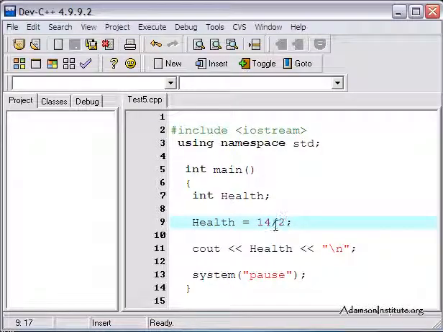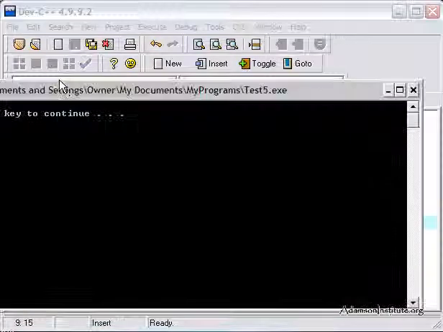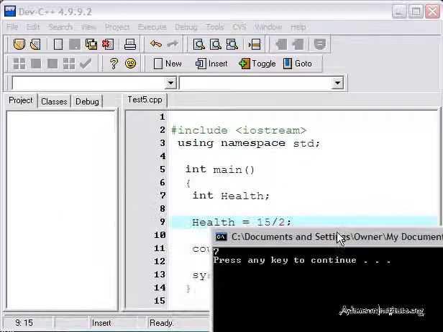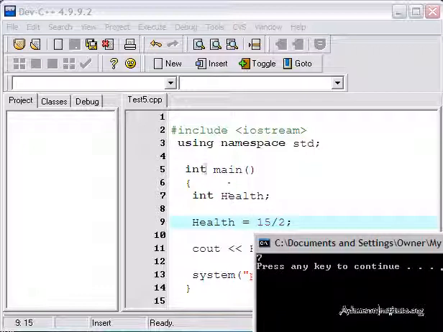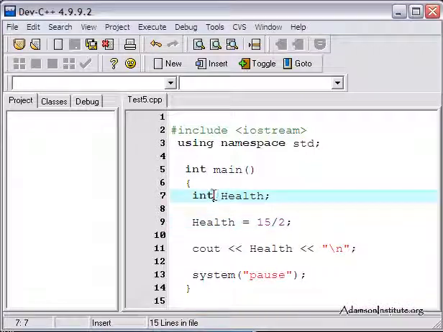Let's say, for example, that I have something like this. Let's say I have 15 divided by 2. And let's see what that gives me. Now we know that should give me something like 7.5. Let's see if it does. And I come up here, compiles, and lo and behold, I only get a 7. And the reason for that, you say, well, that's the wrong answer. Well, the reason is because I'm using whole numbers only right here.